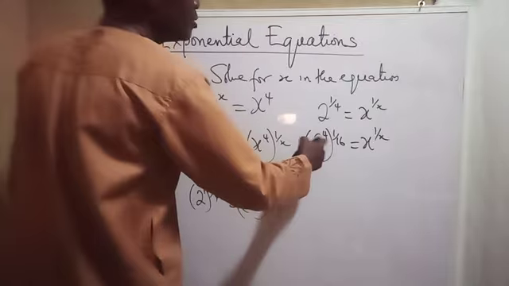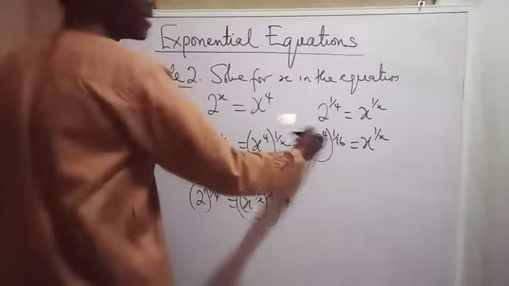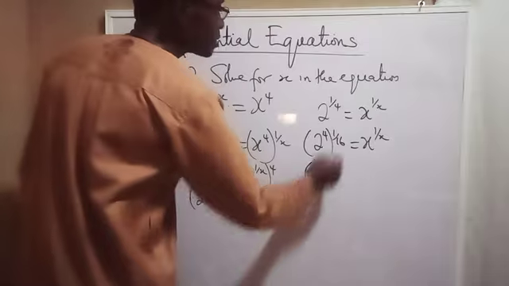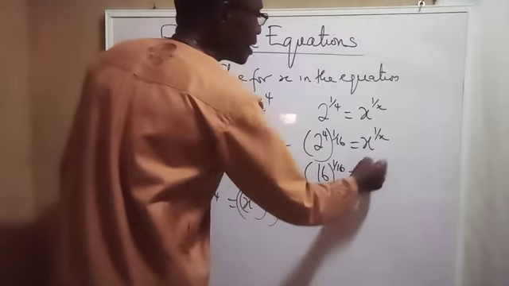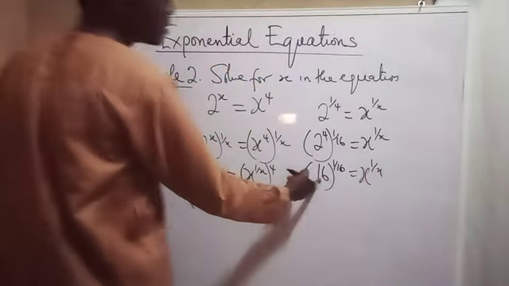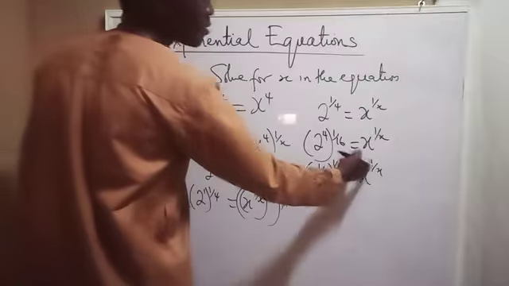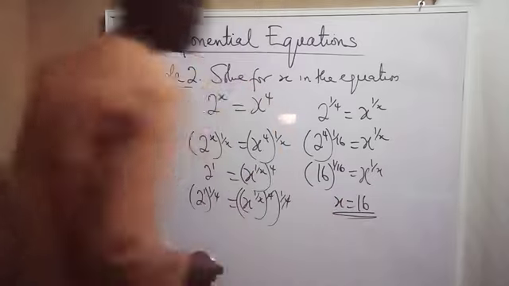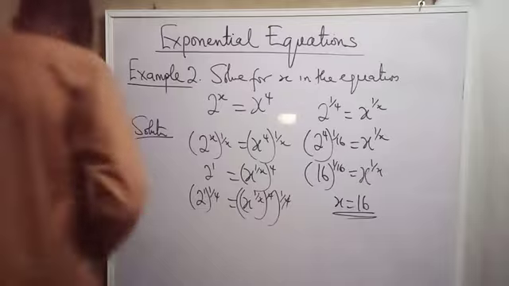Now, by the time you look at what you have here, you have 2 raised to power 4, which is 16, raised to power 1 over 16, is equal to x raised to power 1 over x. Obviously, comparing the integers, this is 16, this is x, then 1 over 16 equals 1 over x. So obviously, x is equal to 16. You can see that it's very simple. It follows the line of the previous one.